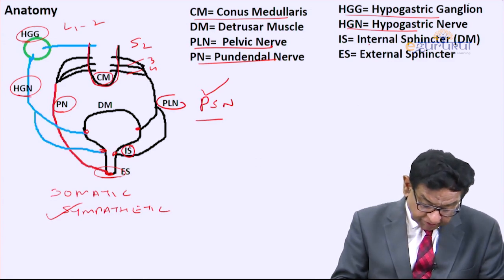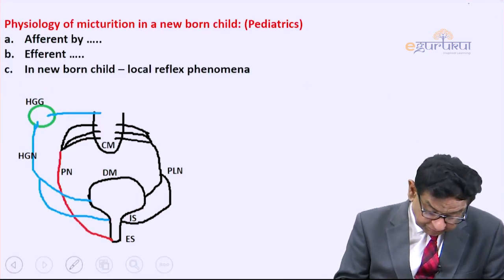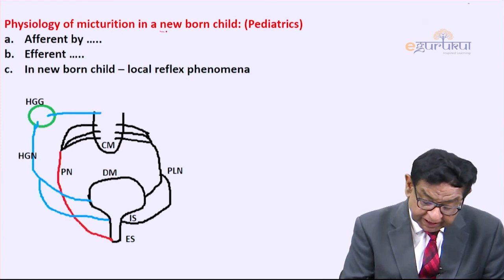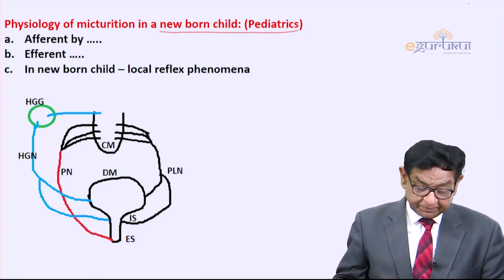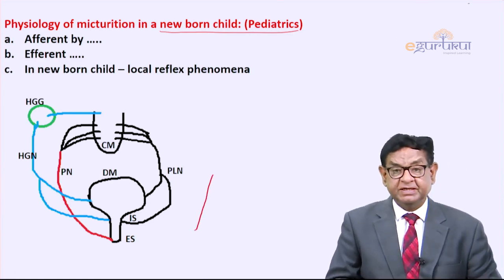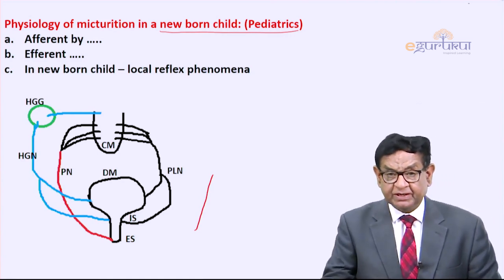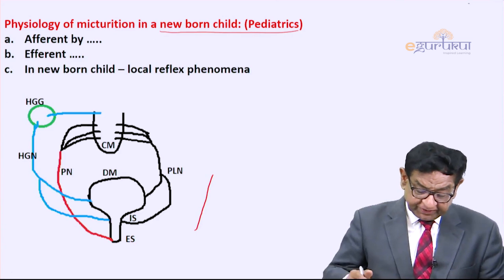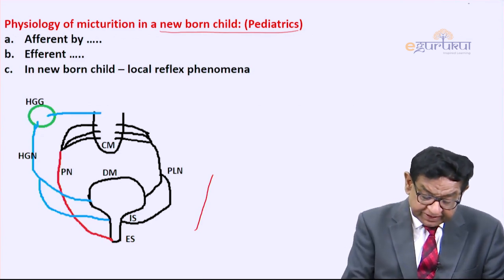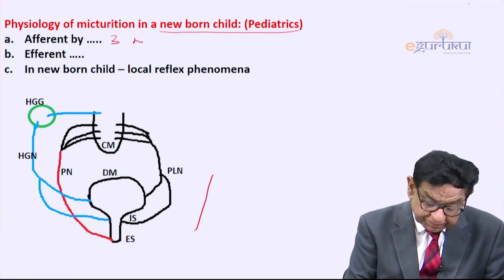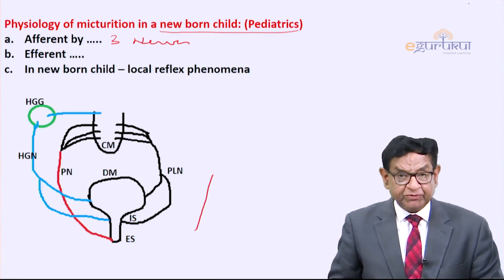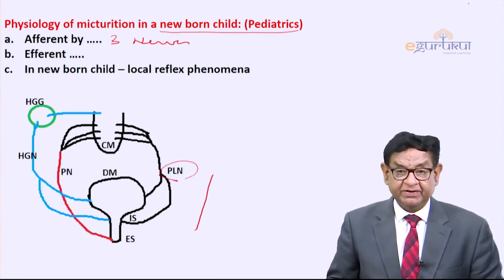With this background, we talk about the physiology of micturition. First of all, I'll talk about the physiology of micturition in a newborn child. We'll talk about the pediatric aspect of the bladder. When the bladder gets filled up, that means there's an increase in the length of the detrusor muscle. Once the urine volume in the bladder is sufficient, the afferent sensation goes to the lower end of the spinal cord. Afferent sensation is carried by all three nerves, that is pudendal, pelvic as well as hypogastric. But of course, the main role is played by the pelvic nerve.